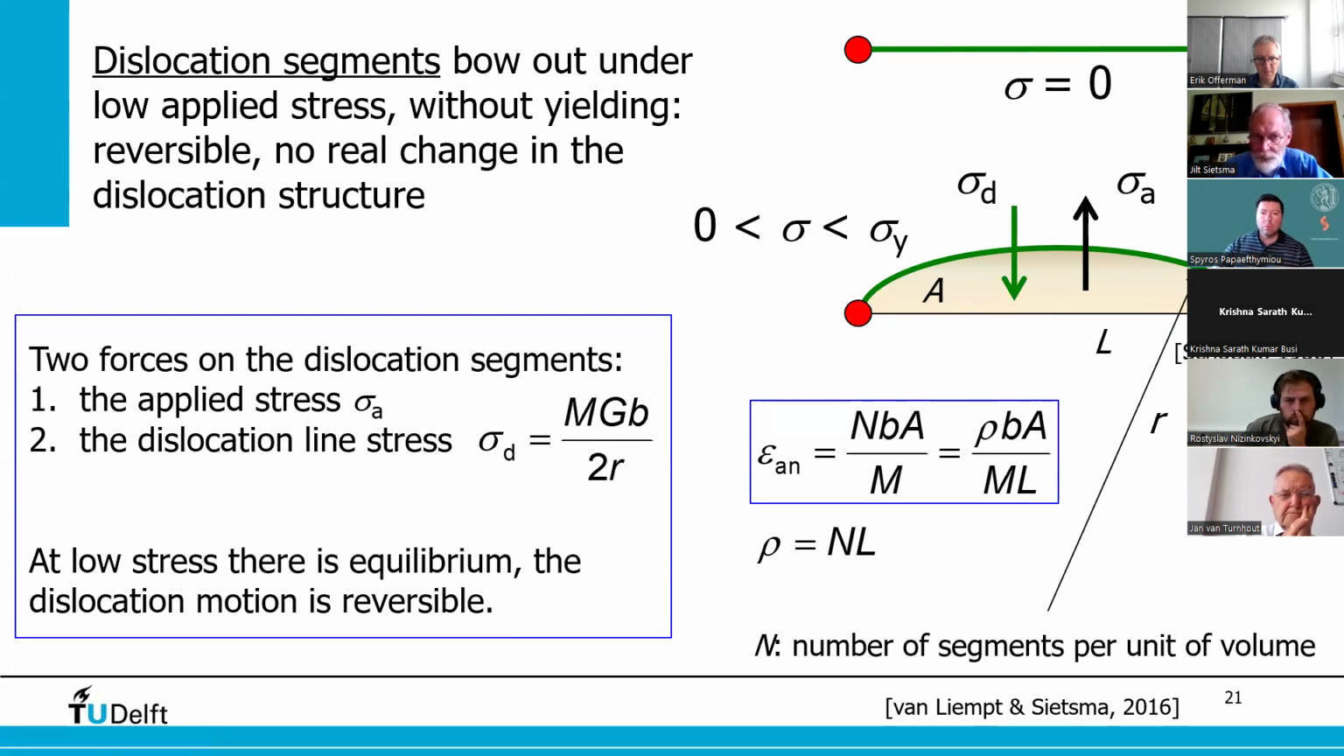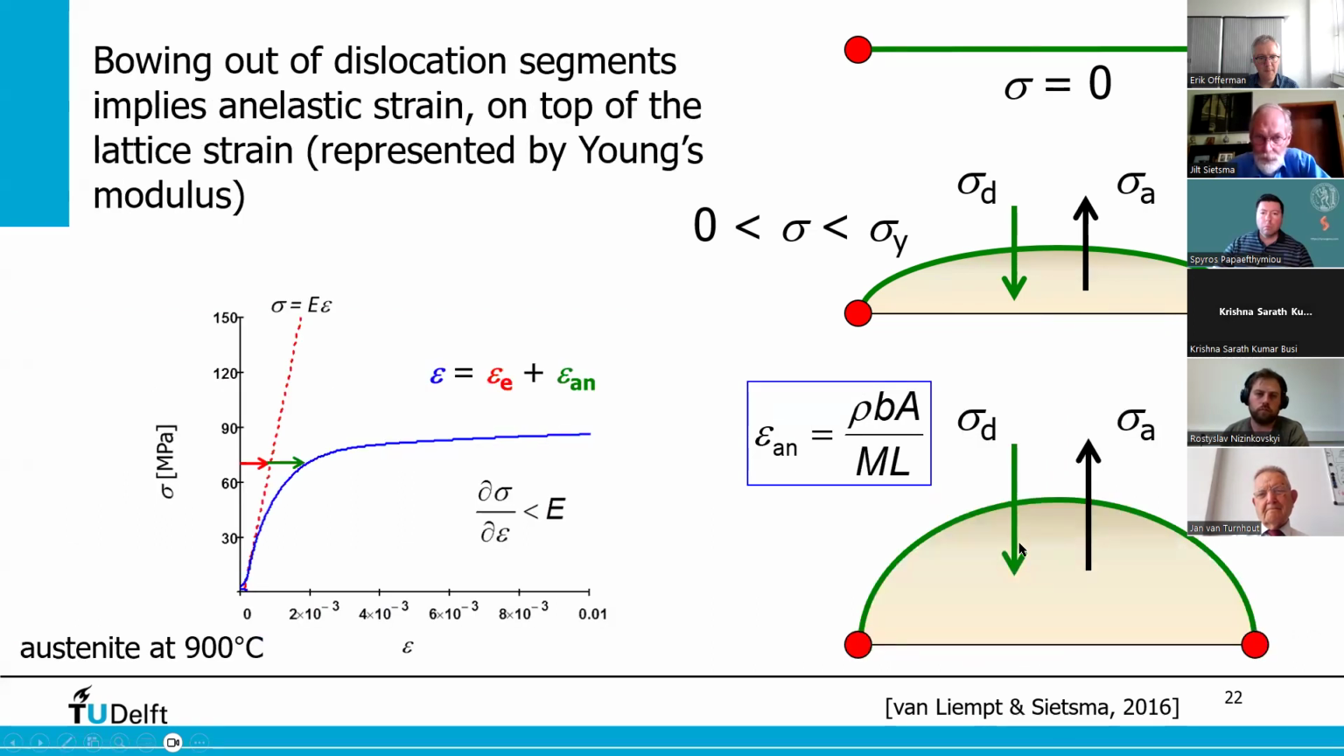And so this is the concept, because the anelastic strain, so the deviation from Hooke's law, from the Young's modulus, is due to dislocations, and it's a way to quantify that. Of course, it continues when the applied stress becomes bigger, the anelastic strains become bigger, and that's exactly what you see in the tensile curve.